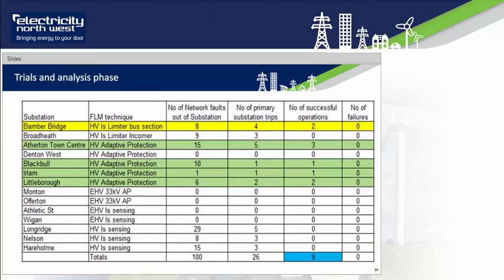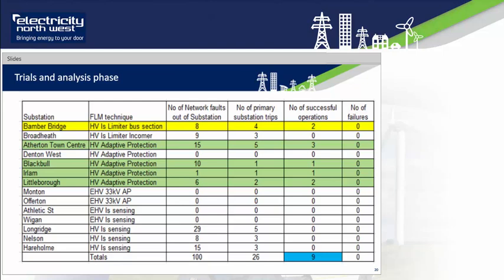As I mentioned earlier, we are now 16 months into a 2-year trials analysis period. And so far, highlighted in blue, we have had 9 successful activations of the techniques. 2 of which, in yellow, have been the operations of the ice limiters at Bamber Bridge, which has split the high voltage bus bar and reduced the fault level.